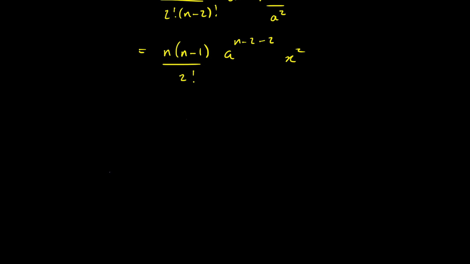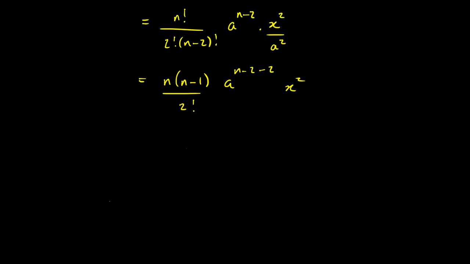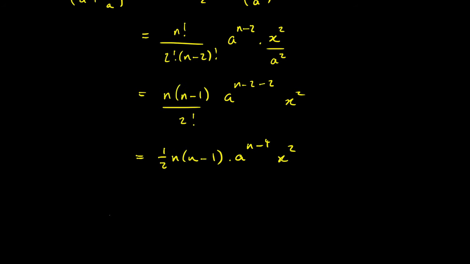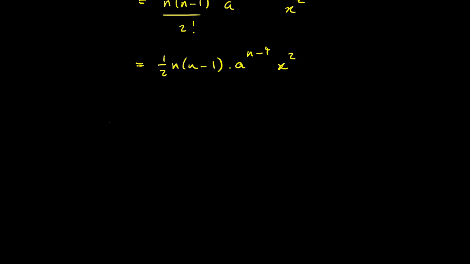Okay, so this guy here, if I was to further simplify it, what we're saying is I have got a half n times by n minus 1 times by a to the power of n minus 4 times by x squared. Now, we are told that the coefficient of x squared, the third term, is 1056 b squared. So that's what I'm going to write now. So I have got 1056 b squared is equal to a half n times by n minus 1 times by a to the power of n minus 4.